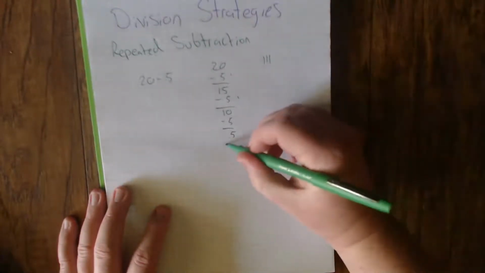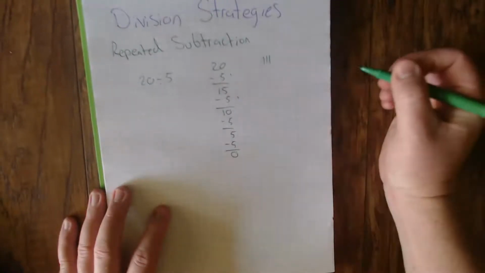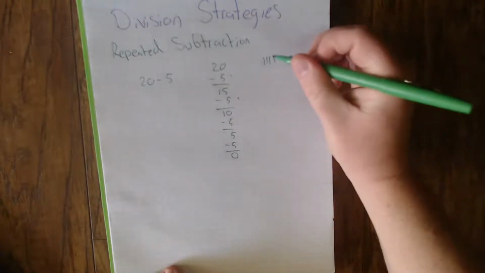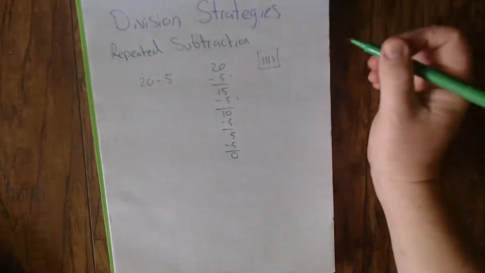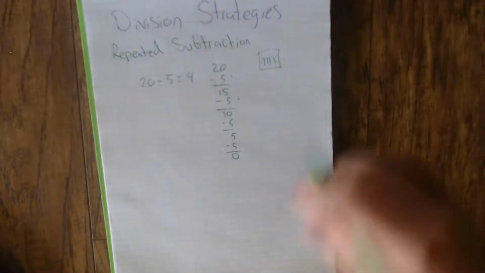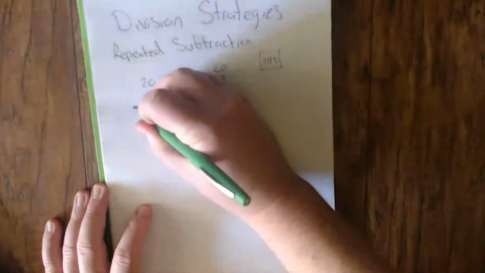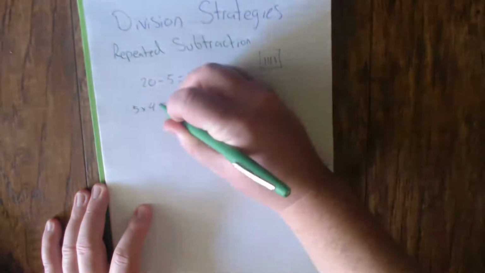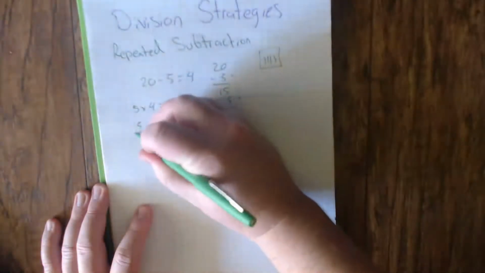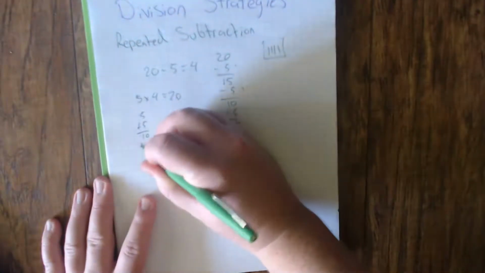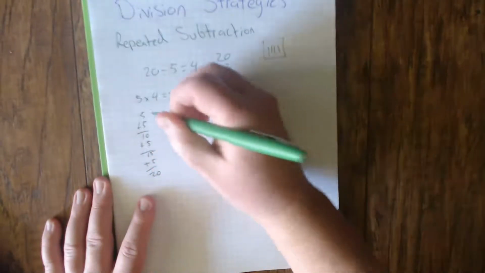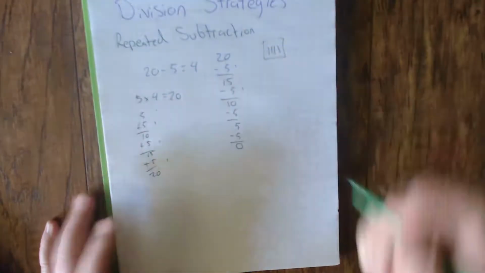Now I'm going to subtract 5 one more time because we're going to keep going until we get 0, which 5 minus 5 is 0. So we get 4 tally marks right here, as you can see. So 20 divided by 5 is 4. We can double check our work. If we do 5 times 4, we get 20. The way we could check that, if we do 5 and add it 4 times, 5 plus 5 is 10, plus 5 is 15, and plus 5 is 20. Notice 1, 2, 3, 4 5s.